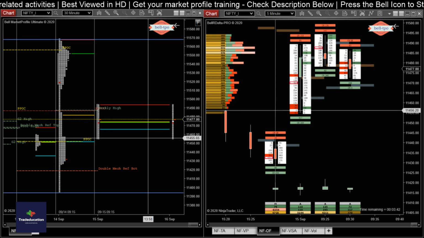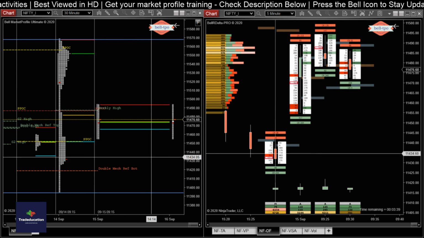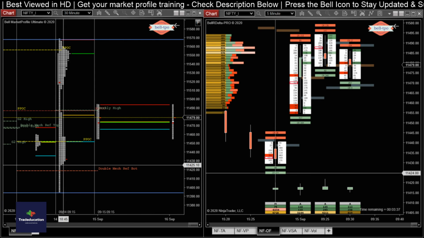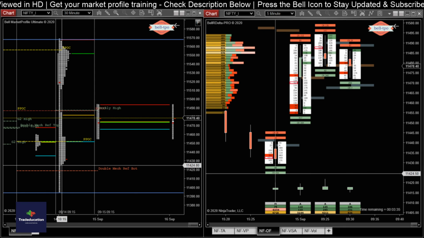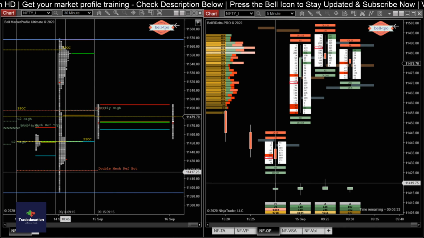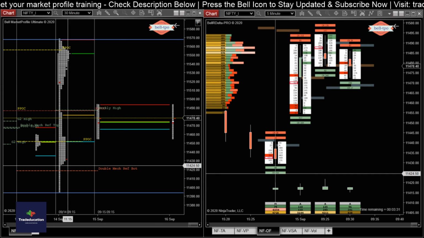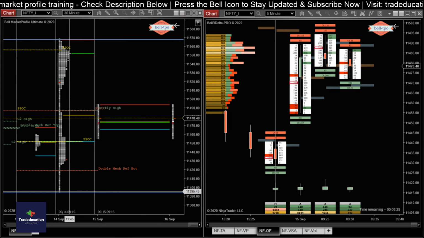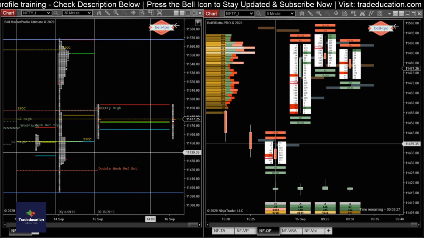So if the low is getting tagged today, then odds are high that we will be tagging this single distribution, and there are halfback reference levels. This is a halfback reference, so we might be tagging this level and then the low of yesterday.